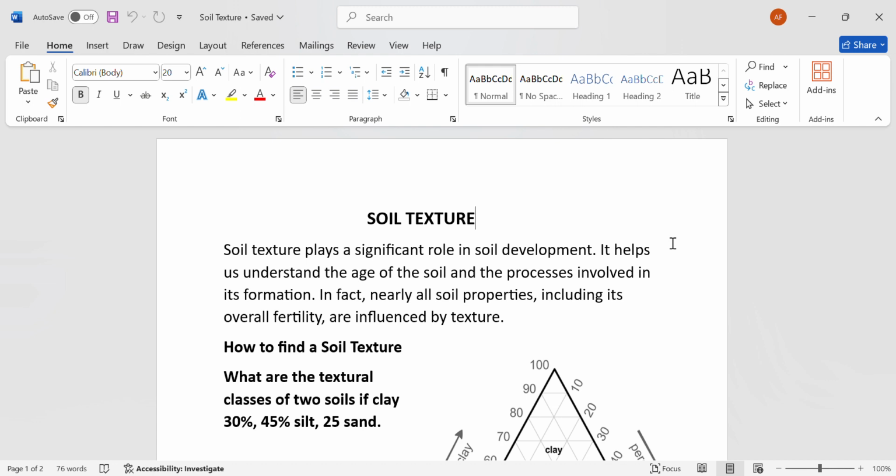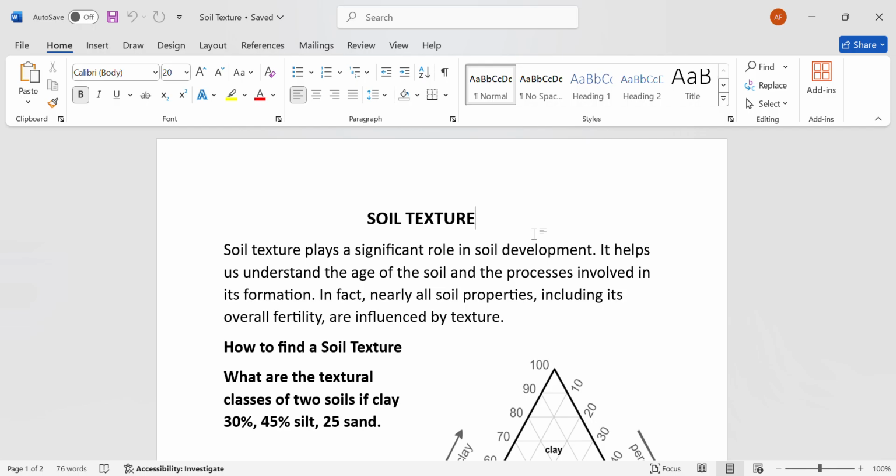First of all, the question arises in our mind: what is the definition of soil texture? Basically, texture indicates the relative amount of particles of various sizes, such as sand, silt, and clay in the soil. For example, we have a small piece of land, and we don't have any idea how much sand, silt, and clay is present in the soil. So this is the simple definition of soil texture.